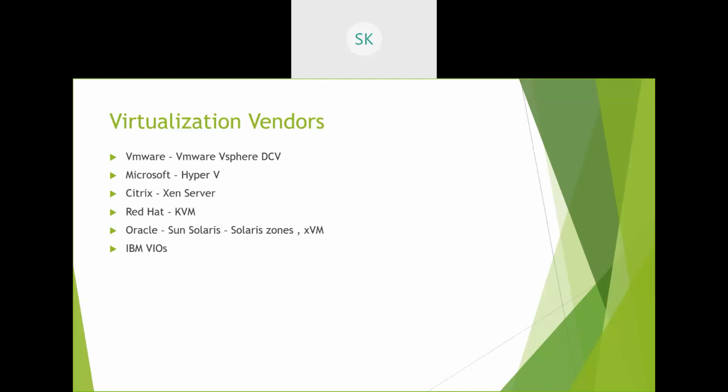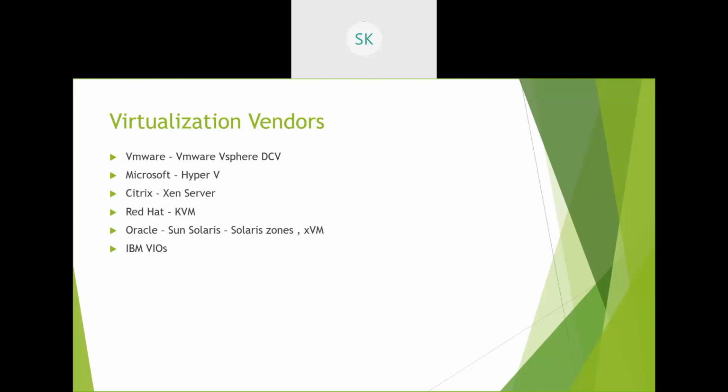Even IBM VIOS is also virtualization, but it is not compatible with any Linux or Windows operating system. It only supports AIX servers, the IBM operating system. Earlier, before VMware virtualization, IBM virtualization was available very long back, but only for the AIX operating system. AIX is an operating system from IBM, a Unix-based operating system.